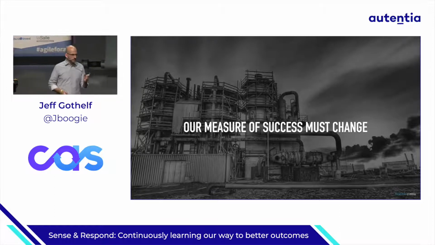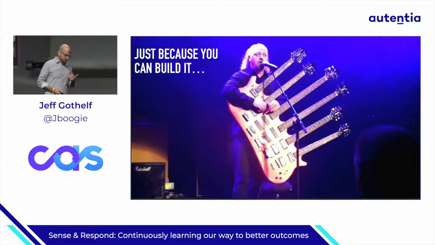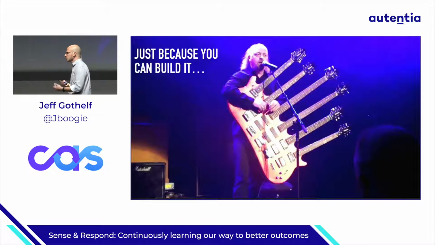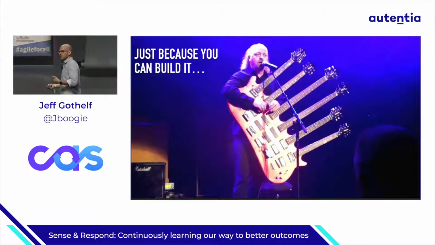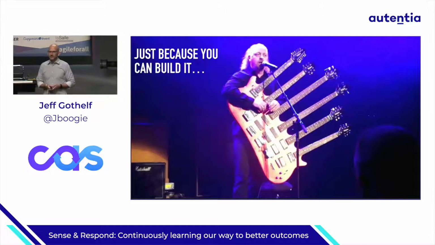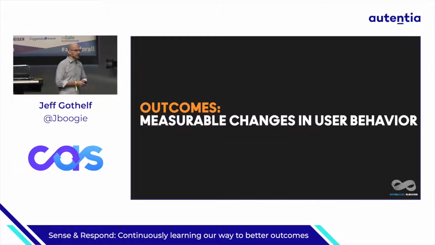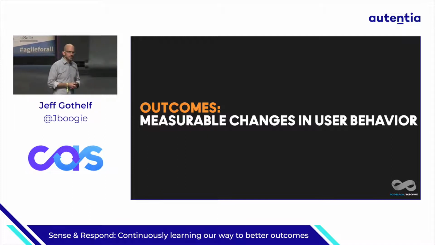Because one of the things I want you to take away from this is this. Right? We've got to get out of this mindset, right? Just because you can build it just doesn't mean that you should. We have to learn what combination of features, of code, of design actually delivers value. And we do that by measuring outcomes. Outcomes are measurable changes in customer behavior. We gave them something, some code, some service, some product, and their behavior changed.